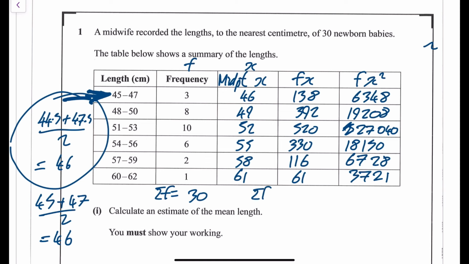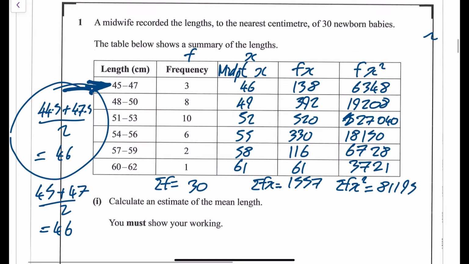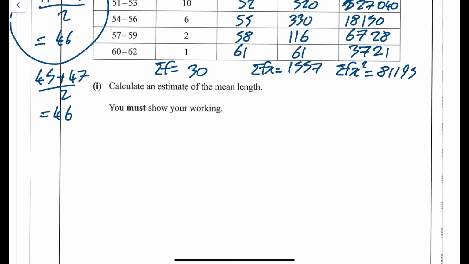You'll also need sigma fx. If you add those all up, you will get 1,557. And the last thing you'll need is sigma fx squared. If you add those up, you will get 81,195. Part 1 says calculate the estimate of the mean.